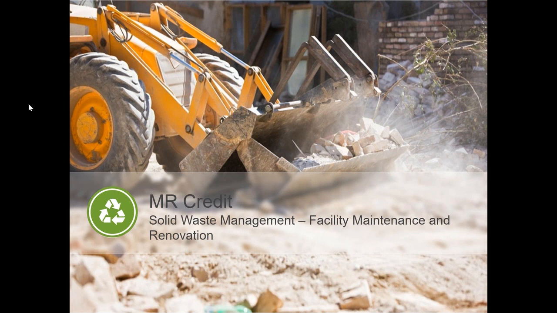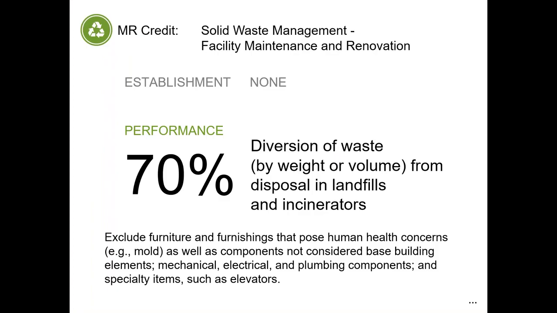So our last materials and resource credit is solid waste management, facility maintenance, and renovation. As you may have realized, the purchasing credits all have corresponding waste credits. So Monica went over purchasing for if you have any facility maintenance or renovation done on site for your existing building. For this credit, in the establishment, there's none. That goes into that policy that we talked about as the prerequisite. And for the performance period, we want to see 70% of that waste diverted, either by weight or volume.